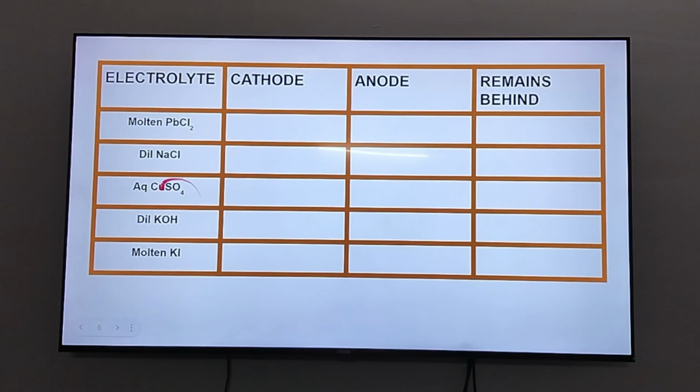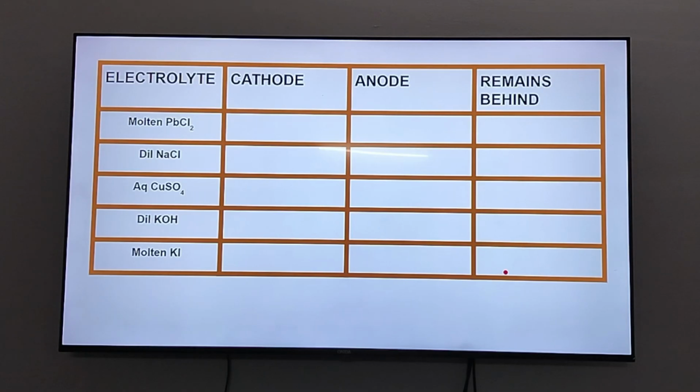Dilute KOH, or potassium hydroxide, would give hydrogen at the cathode and hydroxide at the anode. Again, what will remain behind is potassium hydroxide only, but in the case of dilute, it will become concentrated. The last example in this table is molten potassium iodide. There is no water, so it's simple. Potassium goes to the cathode, iodine goes to the anode, and nothing remains behind.